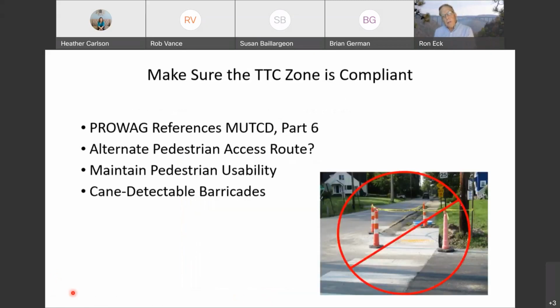Not part of this session, but I did want to emphasize that when you're constructing new ramps, make sure that the temporary traffic control zone is compliant and that you comply with both PROWAG and Part 6 of the Manual on Uniform Traffic Control Devices in terms of accessible and detectable temporary traffic control zones. And the zone that you see in the image here is not. There's no alternate pedestrian access route around that ramp construction area.